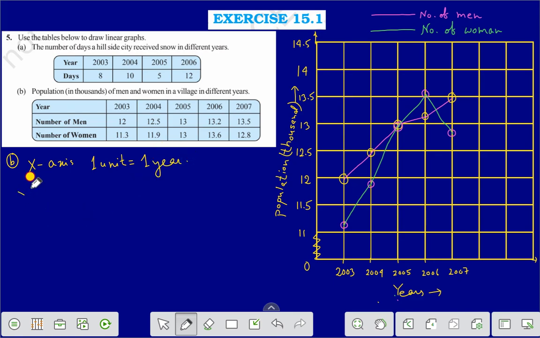And on the y-axis, 1 unit is equal to 0.5 thousand.